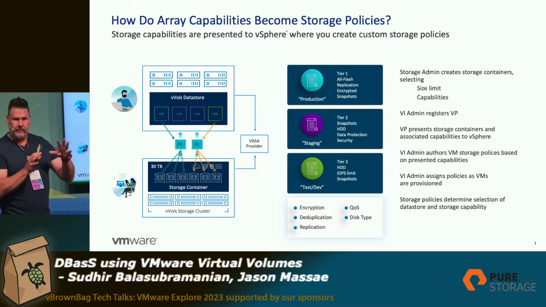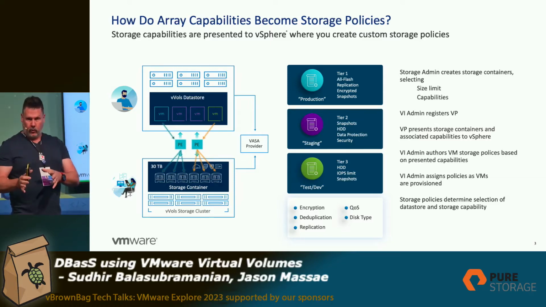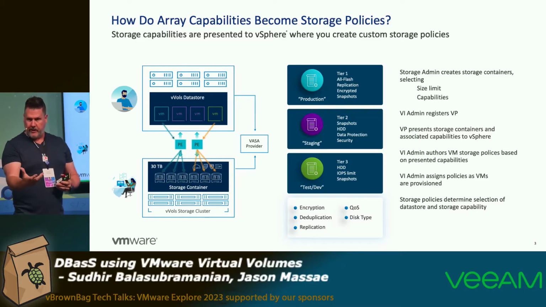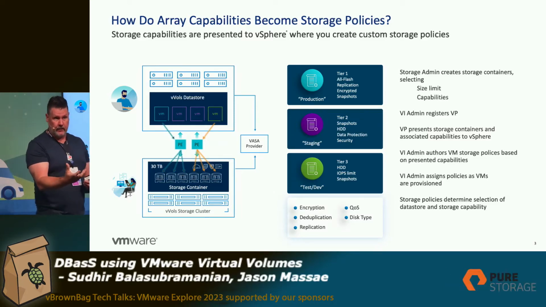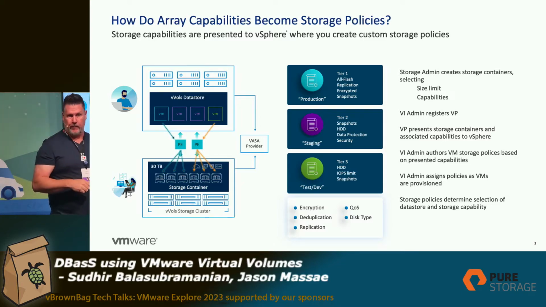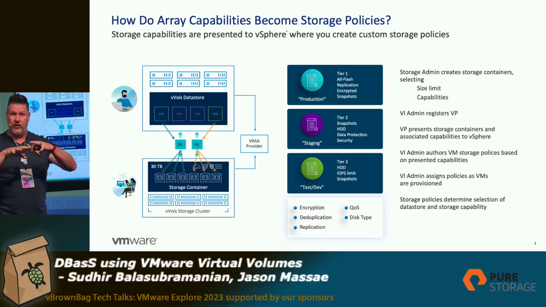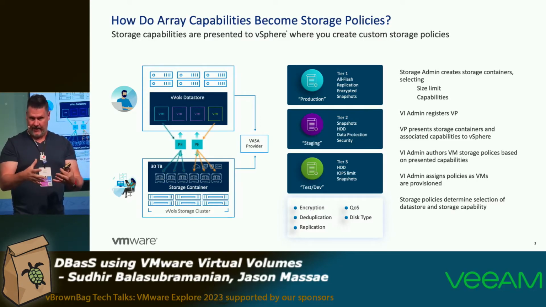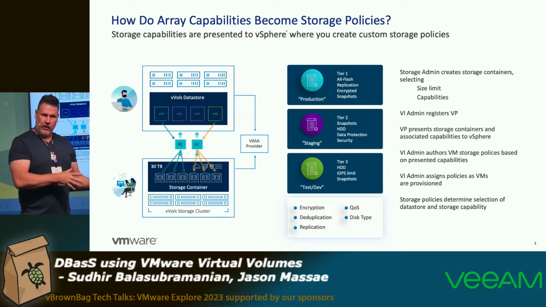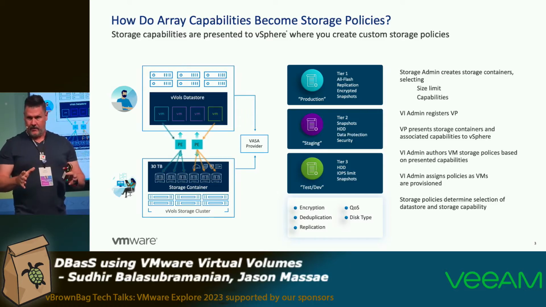Now, here's where vVOLS is different. Before, with VMFS or NFS, if you want a specific storage capability, you provision that to that entire data store. And that data store now has that fixed storage capability, whatever that might be: deduping, compression, replication, any of those. It's fixed. You can't change it. And it's for everything that's in that data store. With vVOLS, that's not the case.